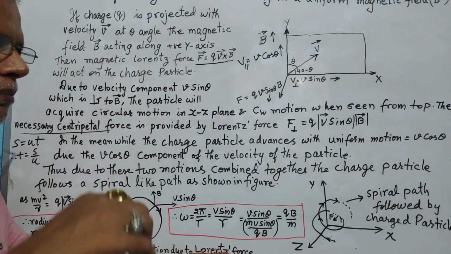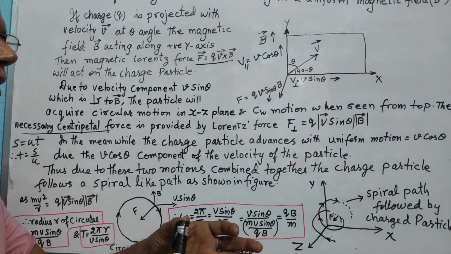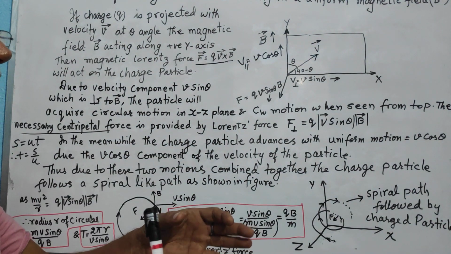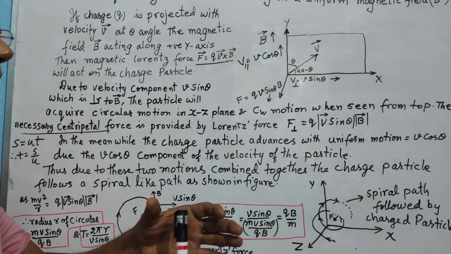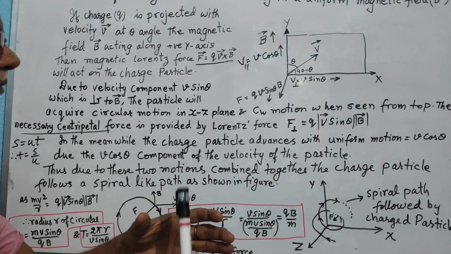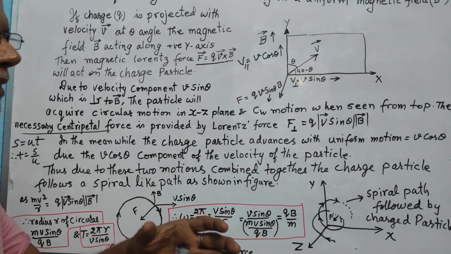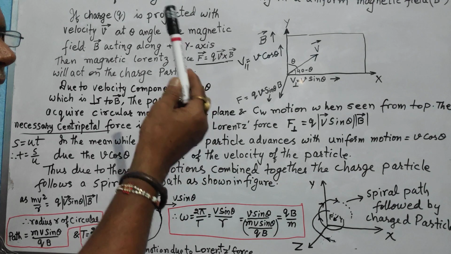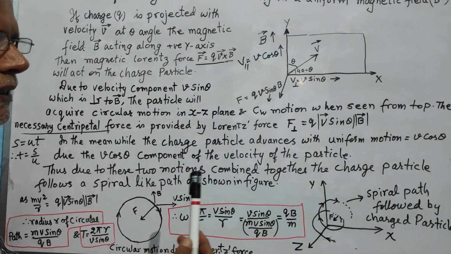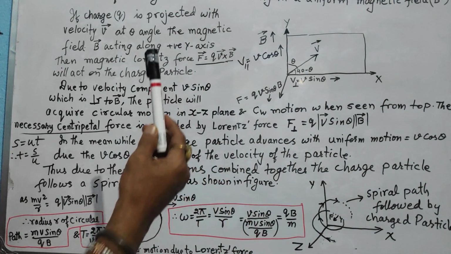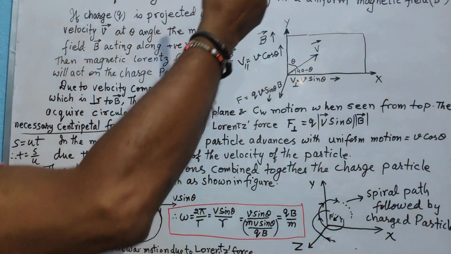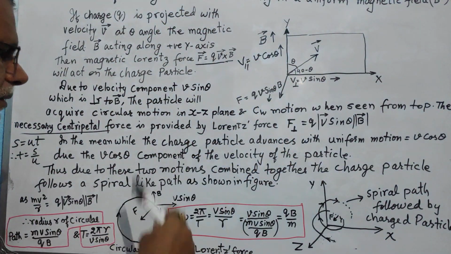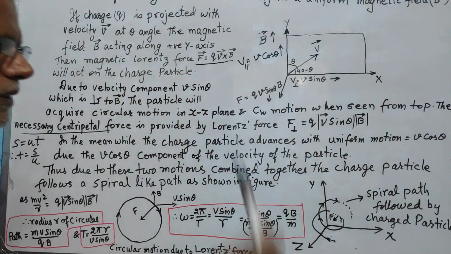So when we combine these two, the motion of the particle becomes spiral-like, meaning had there been no vertical motion, it would have remained moving in a circular path. But since there is also a component of velocity along the vertical direction, the particle starts moving in a circular path, but it keeps advancing up and up. So that means it follows a spiral-like path as shown in the figure.